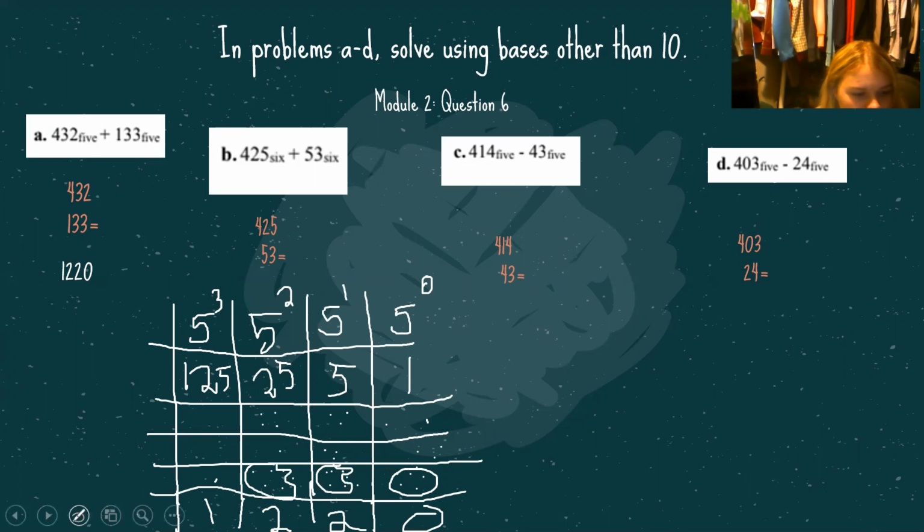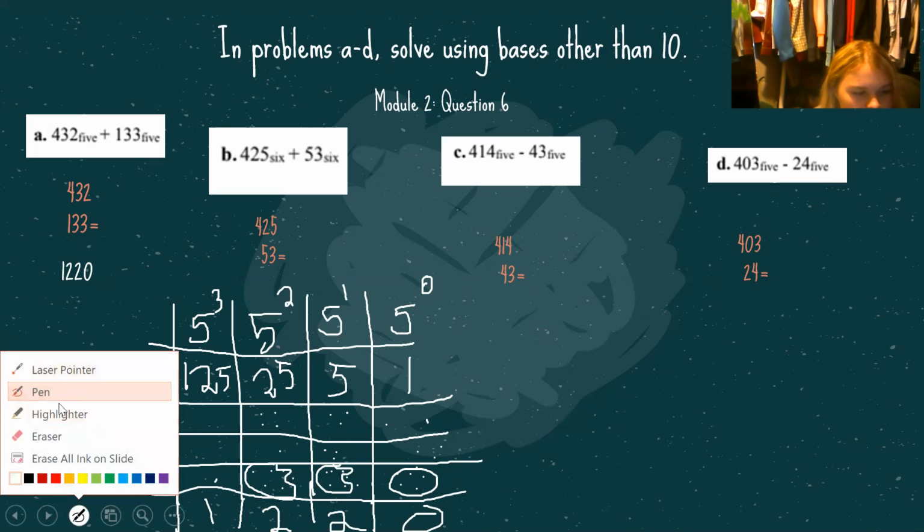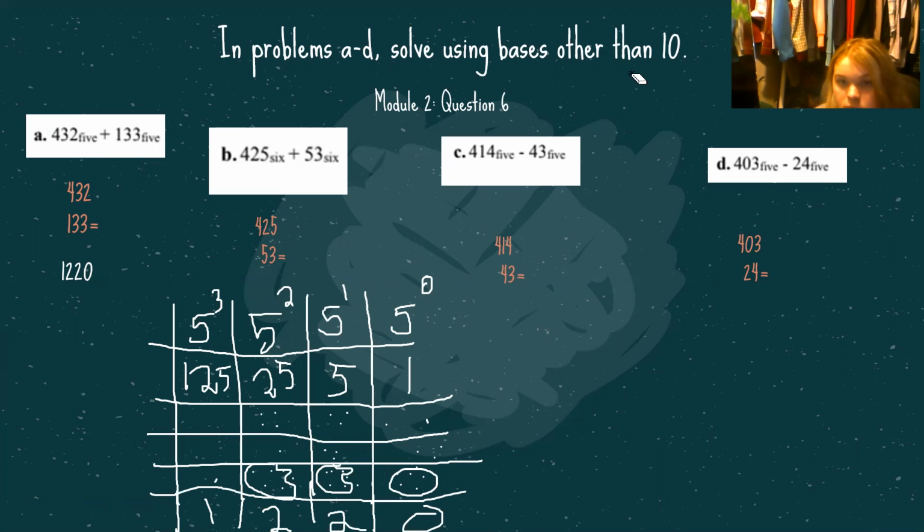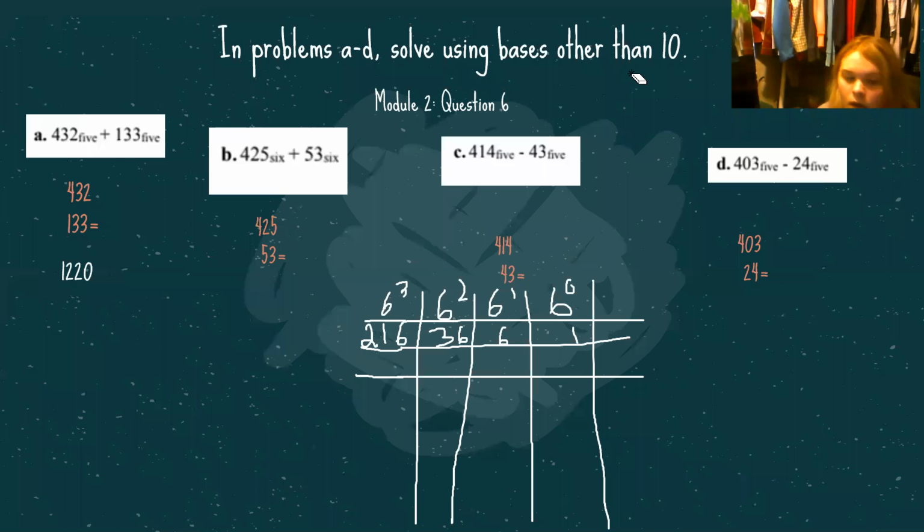All right, let's grab our eraser so we can do the next one. Okay, so we went ahead and drew out the chart for the base 6. We have 425 plus 53. So this time we are in base 6, so we're going to switch it around. 6 to the 0 is 1, 6 to the first is 6, 6 to the second is 36, and 6 to the third is 216.